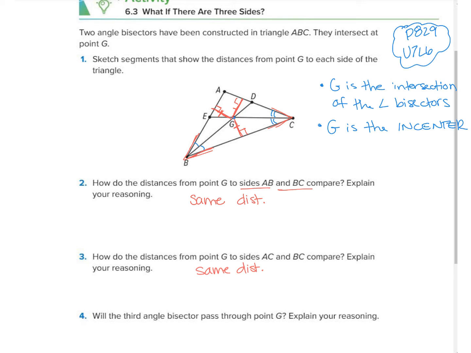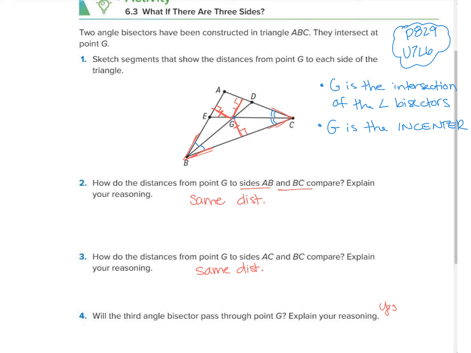So it says, will the third angle bisector pass through G? Yes, it will, because point G is equal distance from the sides of that angle.